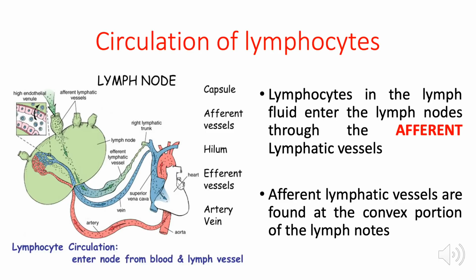There are two ways on how lymphocytes can enter the lymph nodes. The first one is via the afferent lymphatic vessels found on the convex side of the lymph nodes.